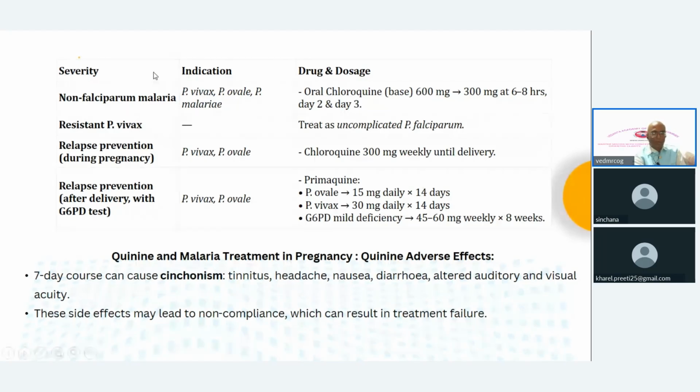Non-falciparum. If you have got a non-falciparum, then oral chloroquine. This is the standard dose we give, 600 milligram followed by 300 milligram at 6 to 8 hours, and repeat on day 2 and day 3. This is the routine we are following. So this is for non-falciparum malaria.